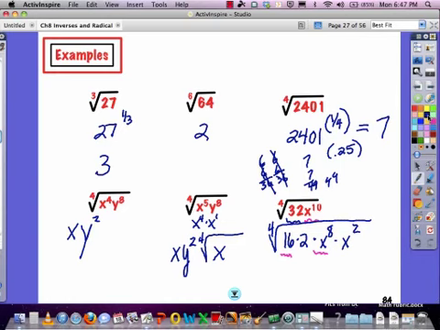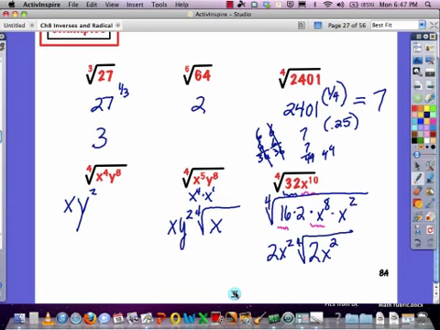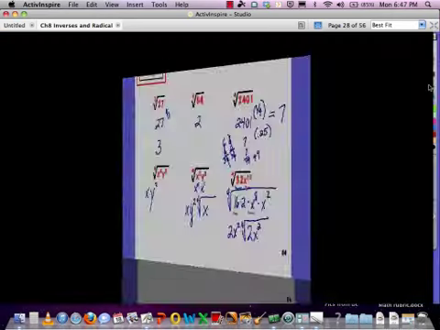So here we go. The fourth root of 16, 2. The fourth root of x to the 8th means how many groups of 4 are there? And there's 2. So x to the 2nd. And then we have a fourth root of the numbers that remain. We have a 2, x squared. Make sure that little 4 is there, because without it, you would have an incorrect answer. All right, moving on.